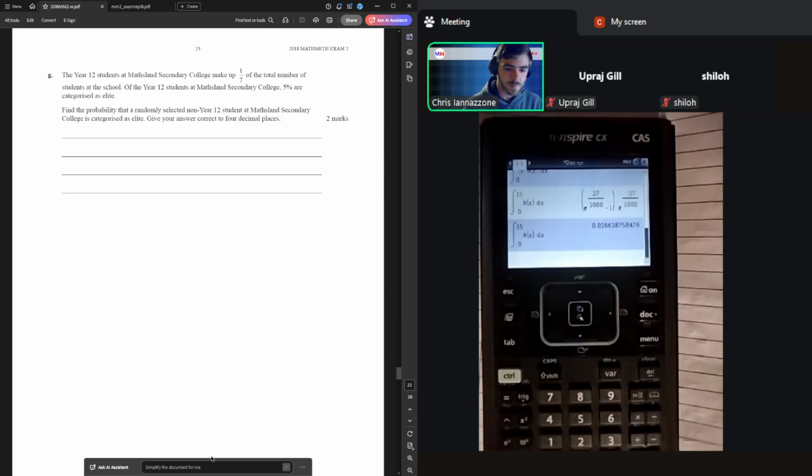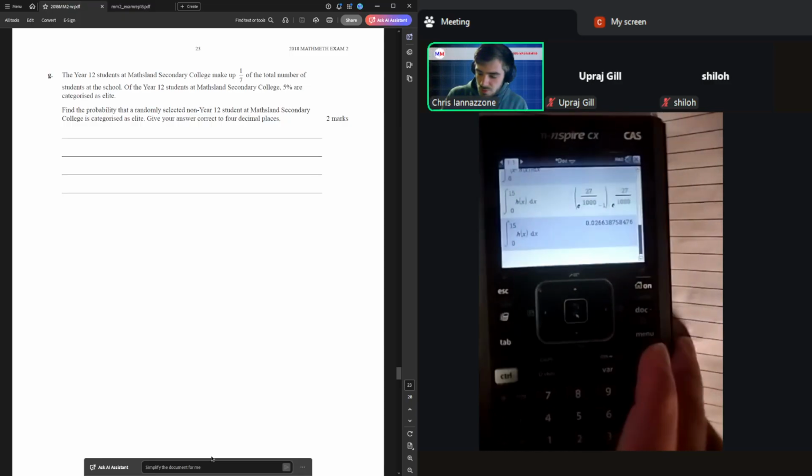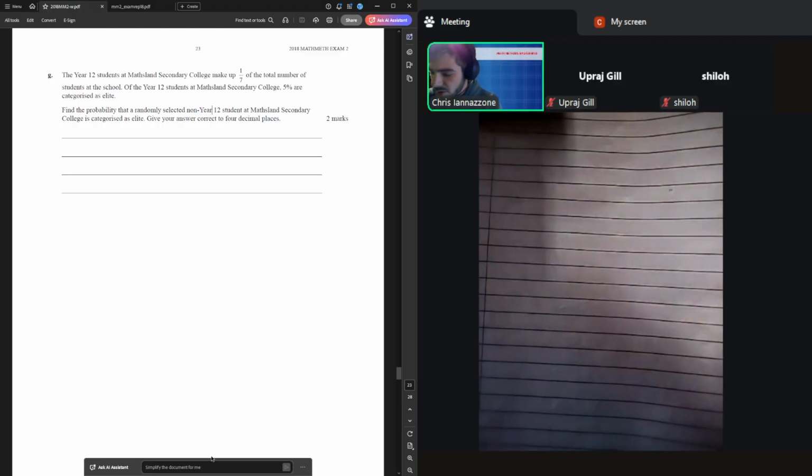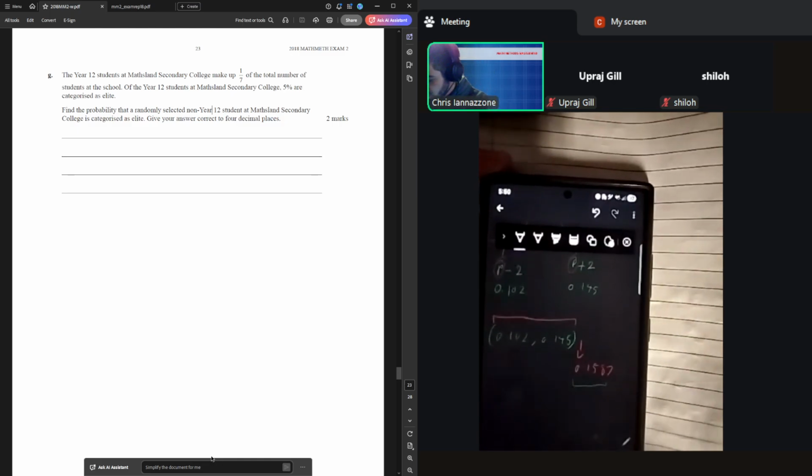We're not going to get this all in one go. One of the things we might want to do is set up a tree diagram sort of thing. There are two things we're looking at: Year 12s and non-Year 12s, and elite versus non-elite. So those are the things we're contrasting. You can do a tree diagram, a K-map, or a probability table. It doesn't really matter which way you go.